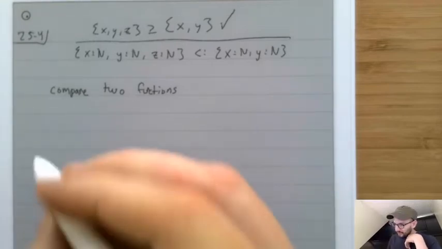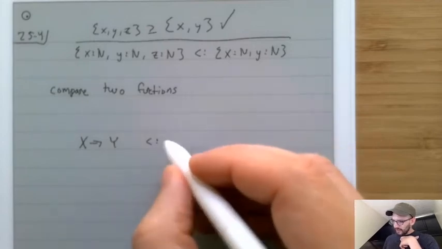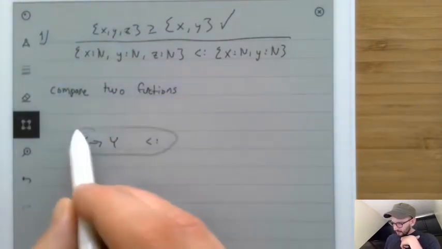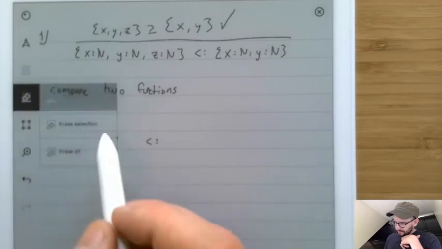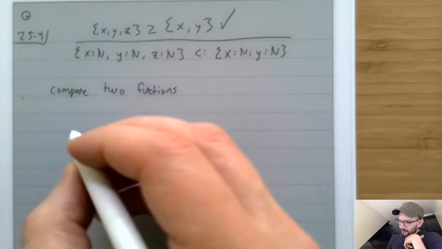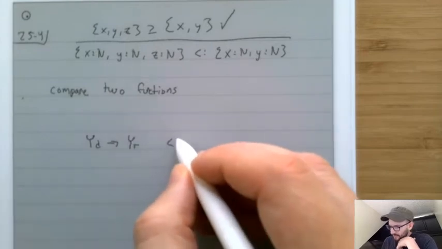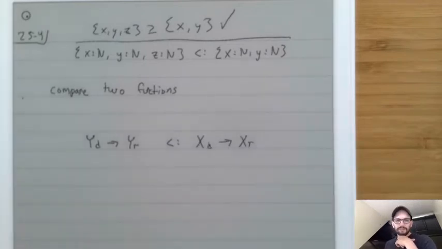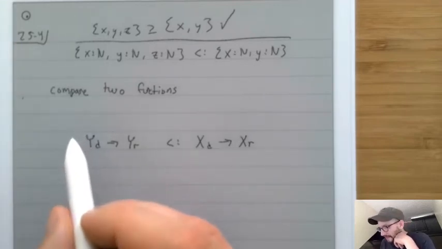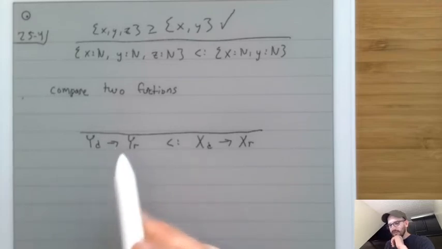Okay. So, imagine I have a function that goes from x to y, and I want to know if that is compatible with a function that, here, we'll write it this way. We have a function that goes from y domain to y range. And we want to know if that is compatible with something that goes from x domain to x range. So what this means is that our program thinks it is going to get an X domain to X range function. And we want to know whether or not it is okay to give it a Y domain to Y range function.